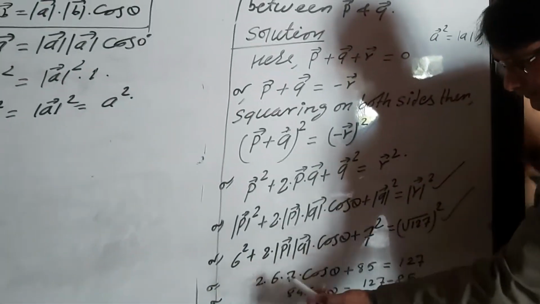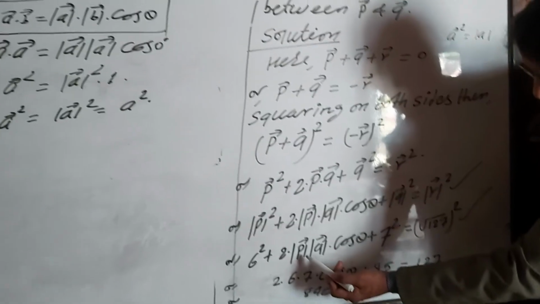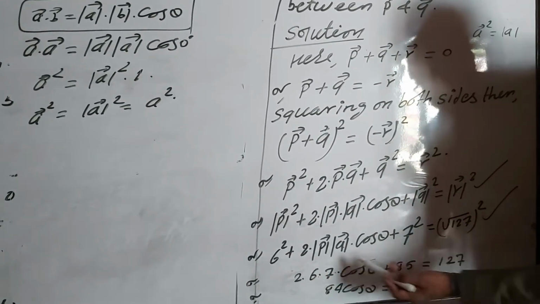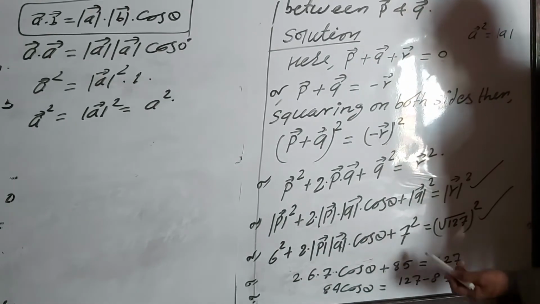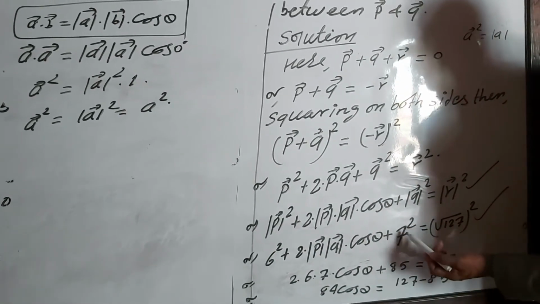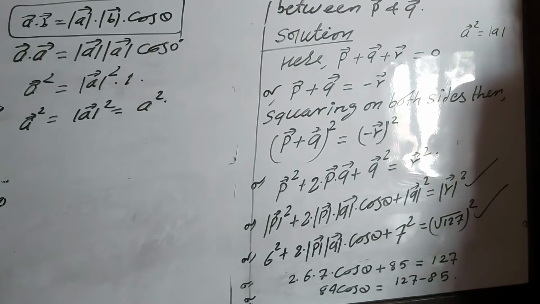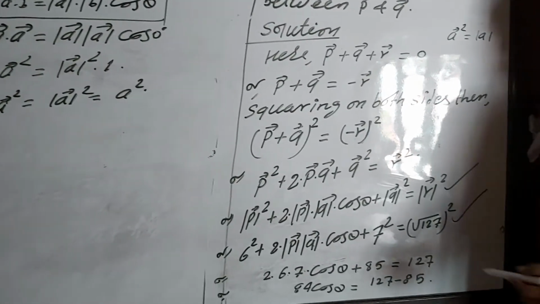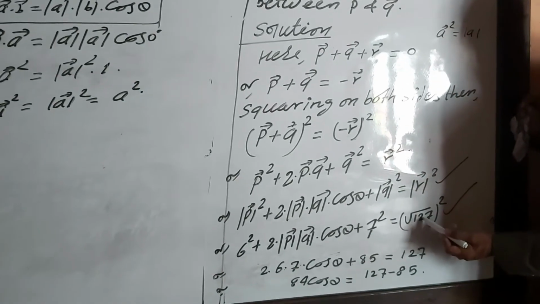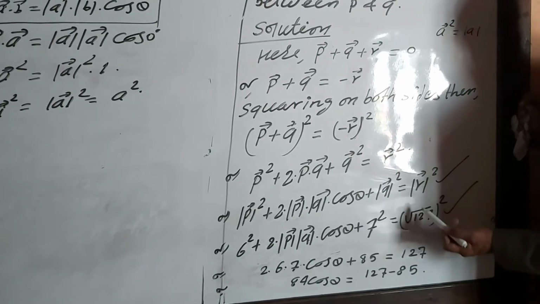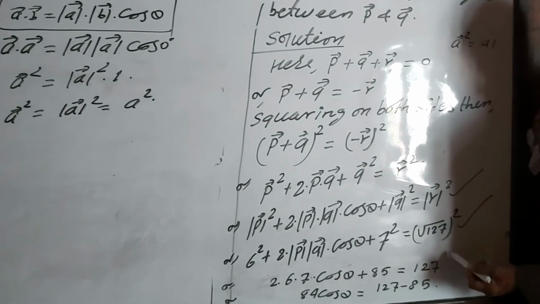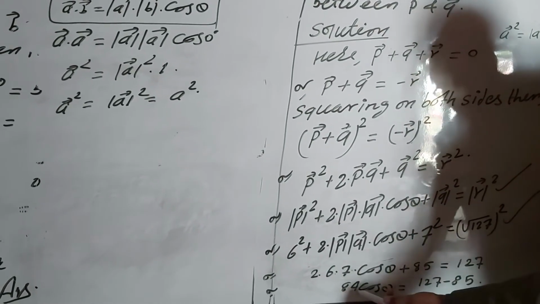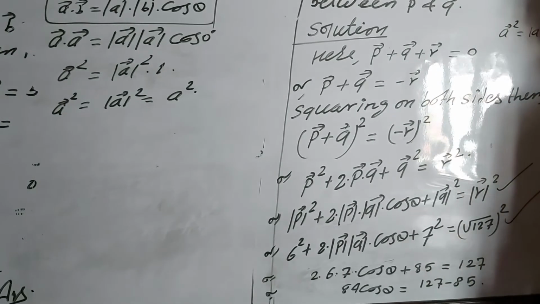Here look please. 2 into magnitude of p 6, magnitude of q 7 into cos theta is equal to, on the other side, 6 square plus 7 square. 6 square plus 7 square is equal to 49 plus 36, which is 85, isn't it? 85, yes. After that, square root 127 whole square, the root cancels, then we have 127. Yes, 7 sixes are 42, into 2 is 84, cos theta is equal to 127 minus 85.